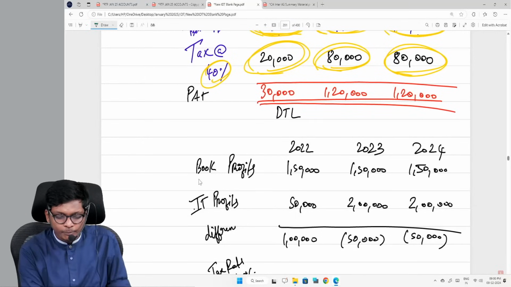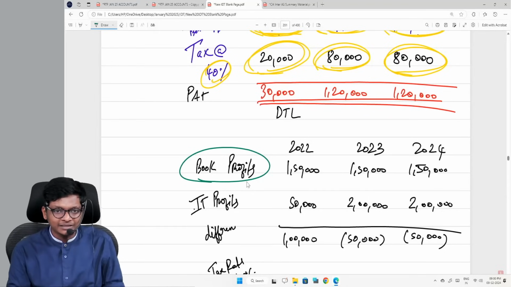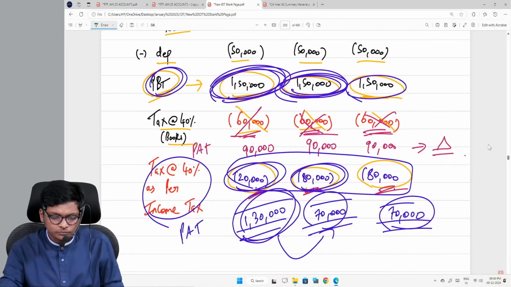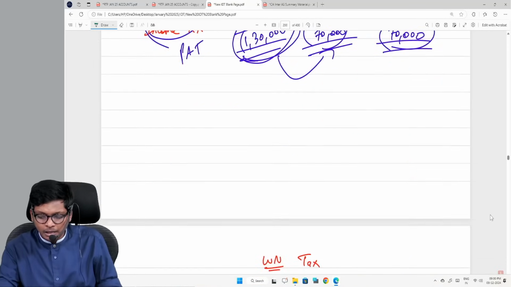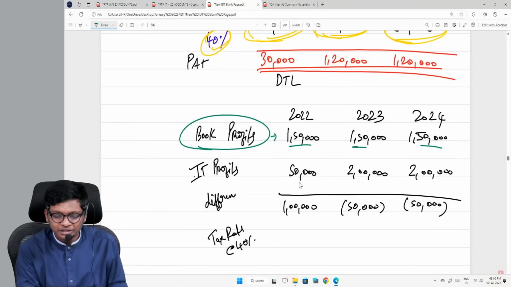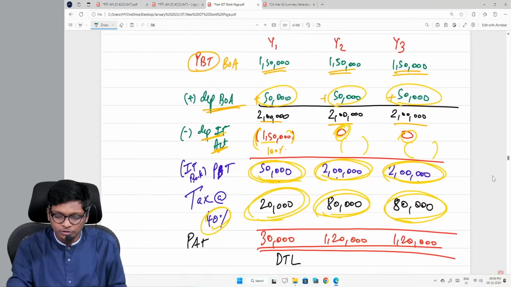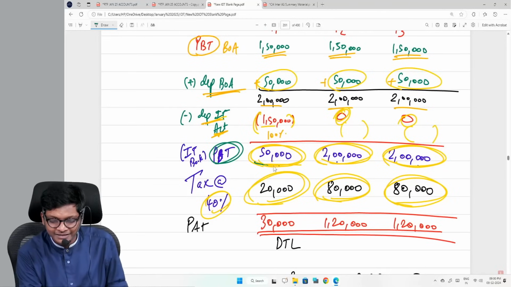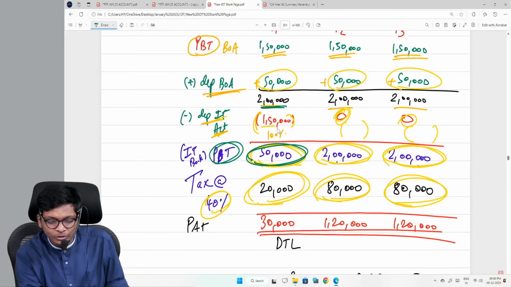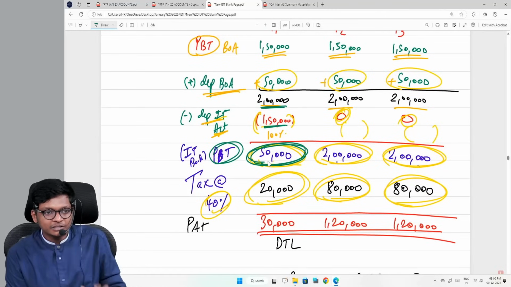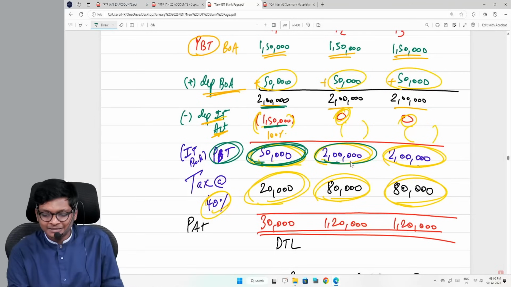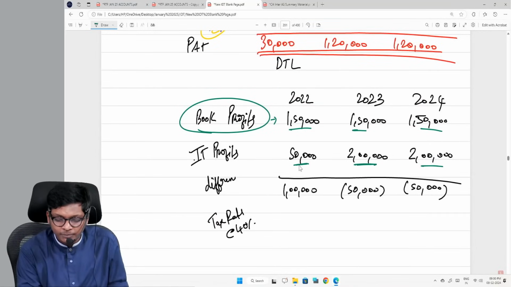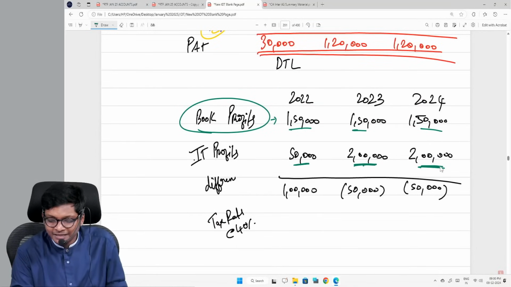The reason is book profit before tax is 1,50,000 in all the years. Correct? We just computed that, 1,50,000 in all the years. But the profit as per income tax changed to 50,000, 2 lakhs and 2 lakhs. How, sir? Look at the profit before tax in the income tax working note. We took it as 50,000 because first year, 2 lakhs minus 1,50,000 gives 50,000. Second year you have 2 lakhs and third year also 2 lakhs. That means as per income tax, the profit is only 50,000, 2 lakhs and 2 lakhs.